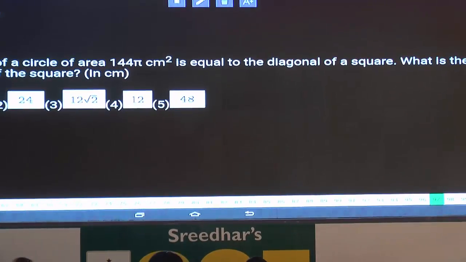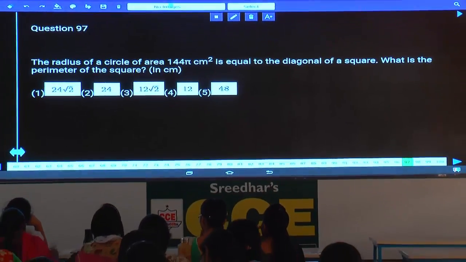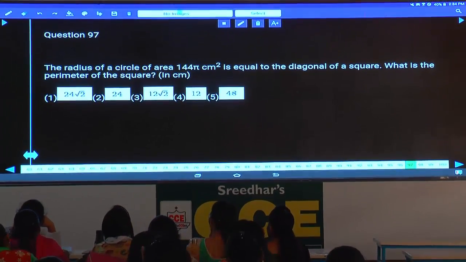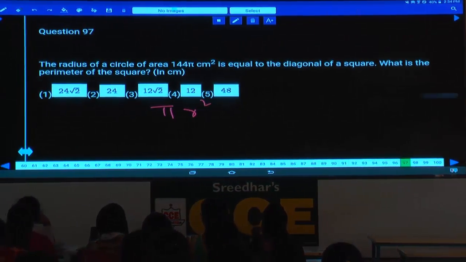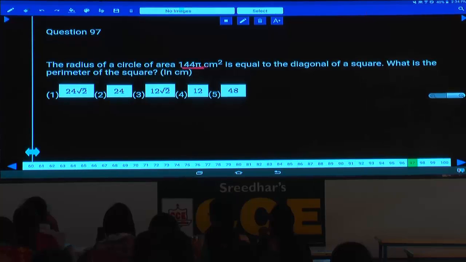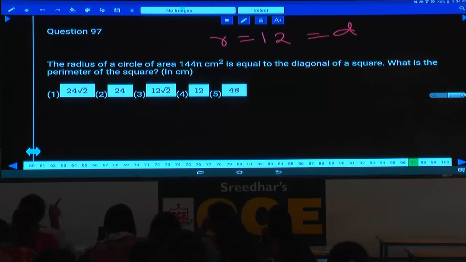The radius of a circle of area 144 pi. Area of the circle is pi r square. Pi r square is equal to 144 pi. Pi cancels. R square is equal to 144. R is equal to 12, which is equal to the diagonal.